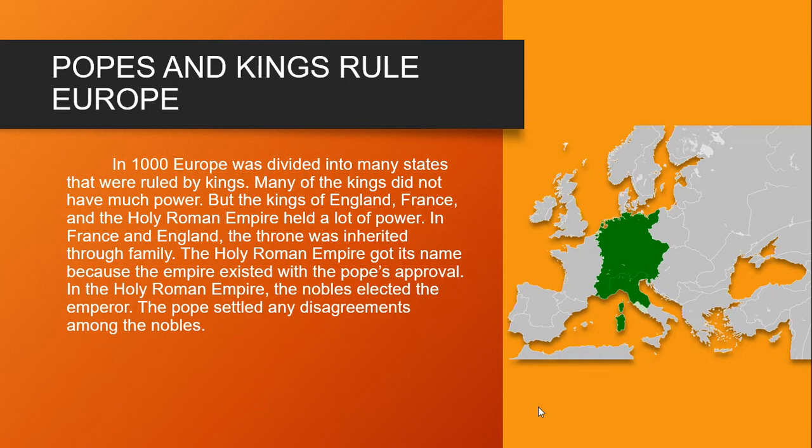The Holy Roman Empire got its name because the empire existed with the Pope's approval. In the Holy Roman Empire, the nobles elected the emperor. The Pope settled any disagreements among the nobles in the Holy Roman Empire, and the Holy Roman Empire is this green that you see on the screen. Britain and France, I hope you know where they are on this map, but anyway, just to the west of the green on this map.